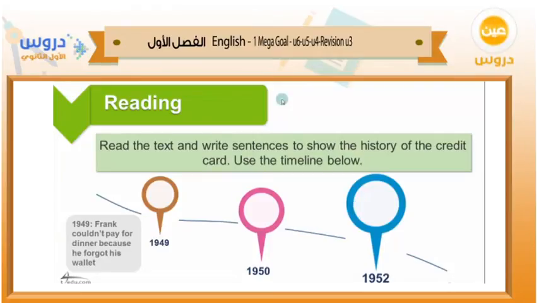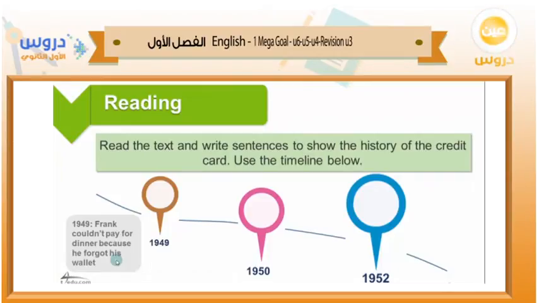So I'm going to read for you soon the text, and read the text and write the sentences to show the history of the credit card. Use the timeline below. So it started here in 1949. Frank could not pay for dinner because he forgot his wallet. So we're going to read about Frank, who's a wealthy person. He forgot his cash in a hotel, and since that incident, he decided to find other ways or alternative ways so he can pay, and he does not have to stick to cash.